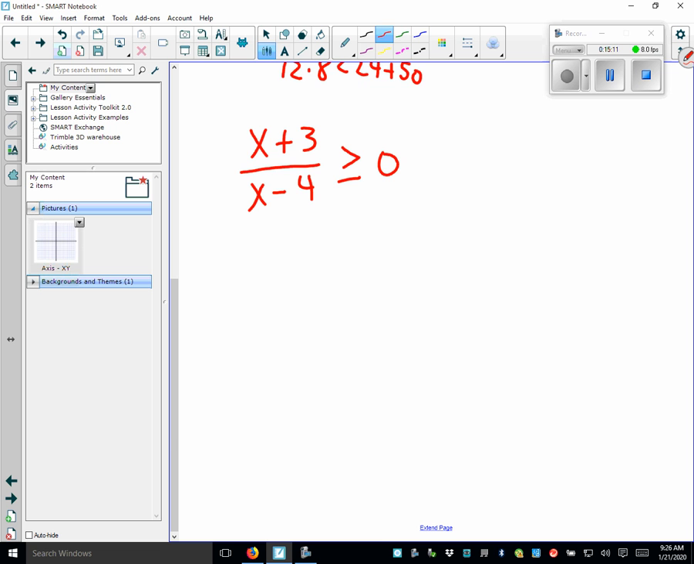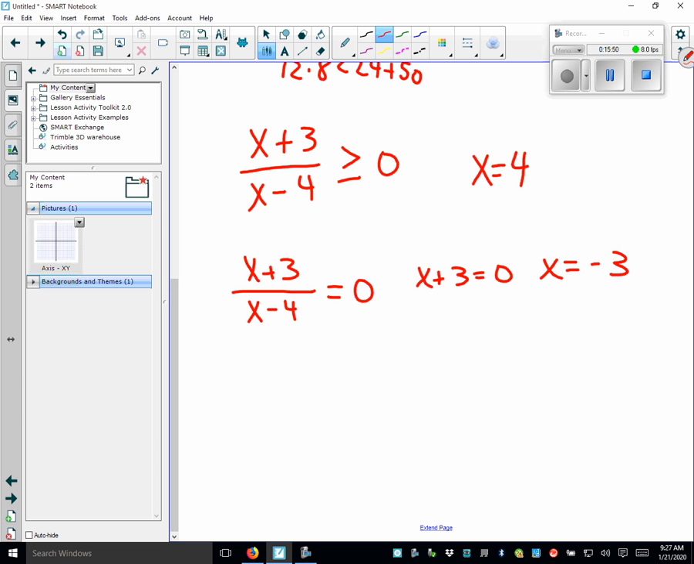What do I do first? I set the denominator, don't I, and decide what will make it undefined? X equals 4. X equals 4. That's my first critical number. Now I set it equal, right? So x plus 3 over x minus 4 equals 0. Right, multiplied by x. So x plus 3 equals 0. What is x? Negative 3.